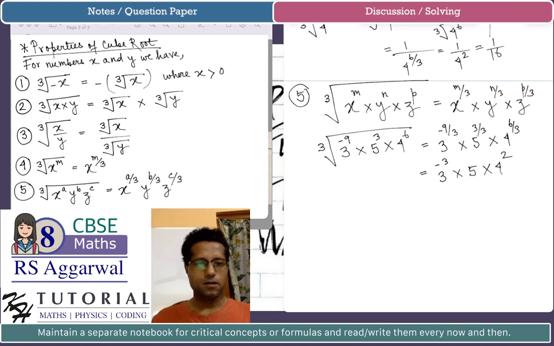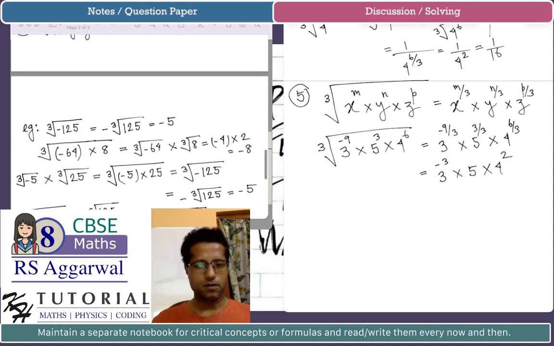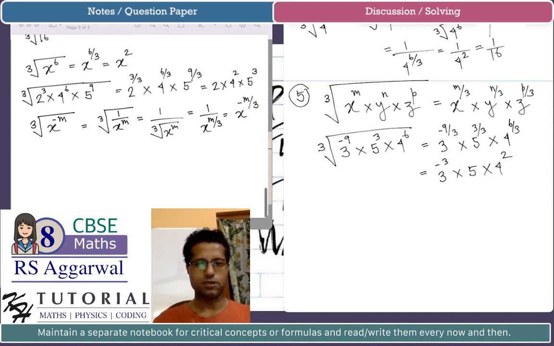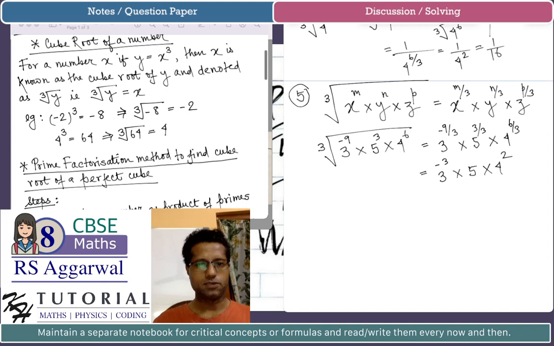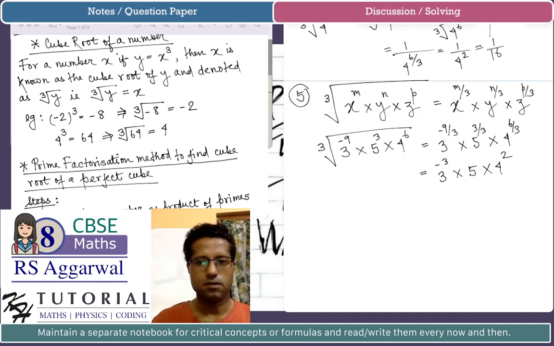Okay. What else do we have? So these are examples. So that is all regarding the cube roots of numbers. Now let's see. Let's do some more problems from the exercise 4C. Exercise 4C is all about finding cube roots of some numbers. So let's do some more problems.